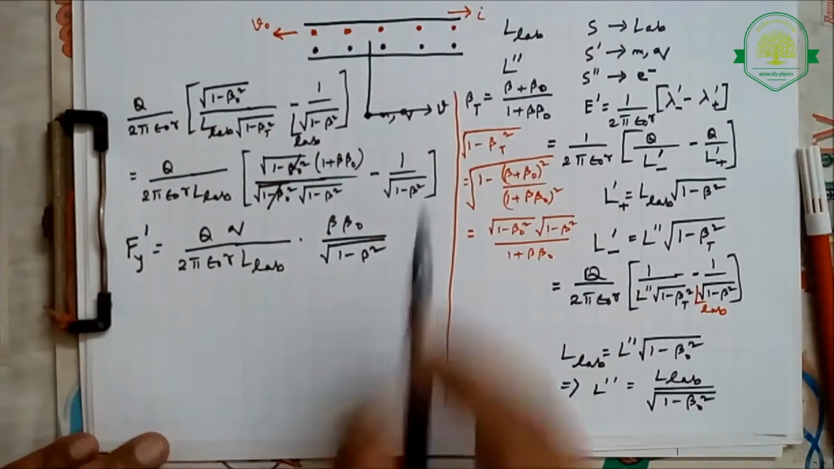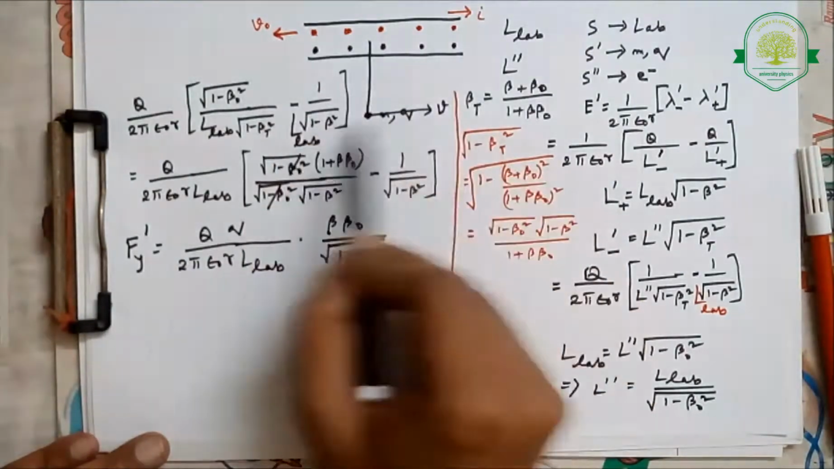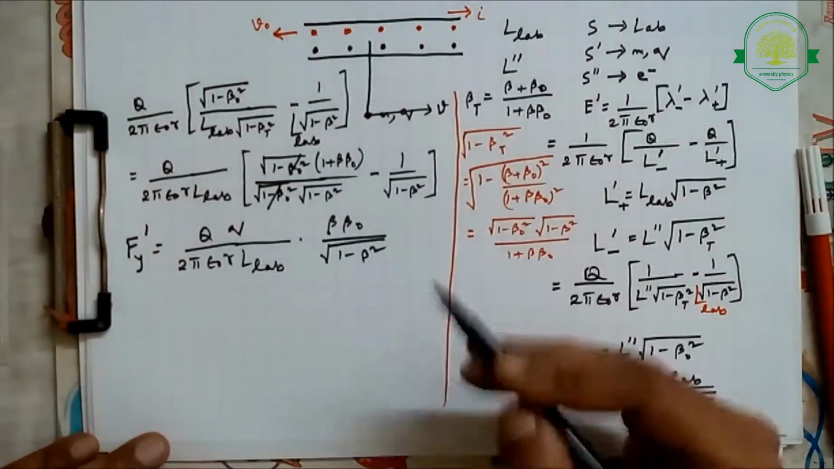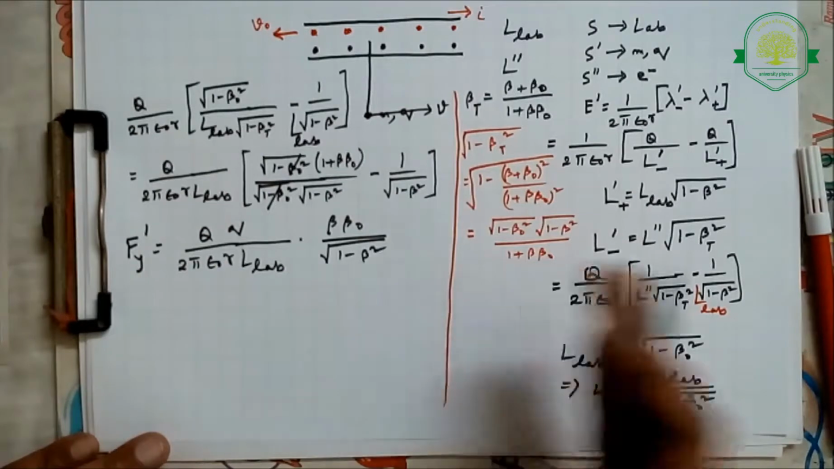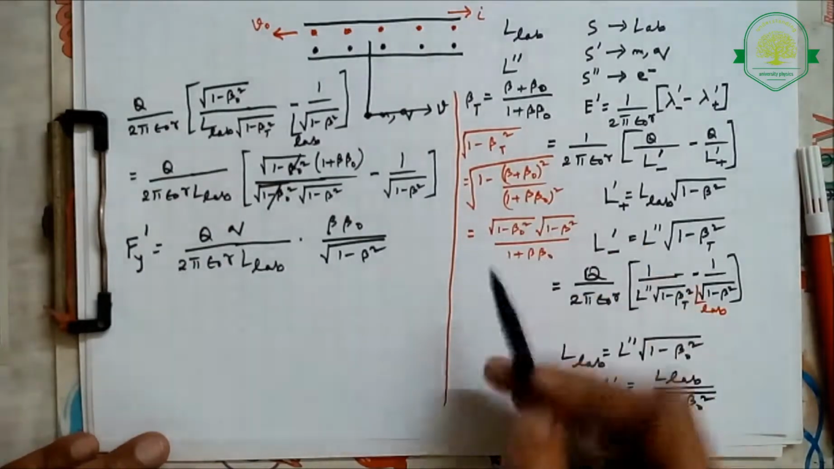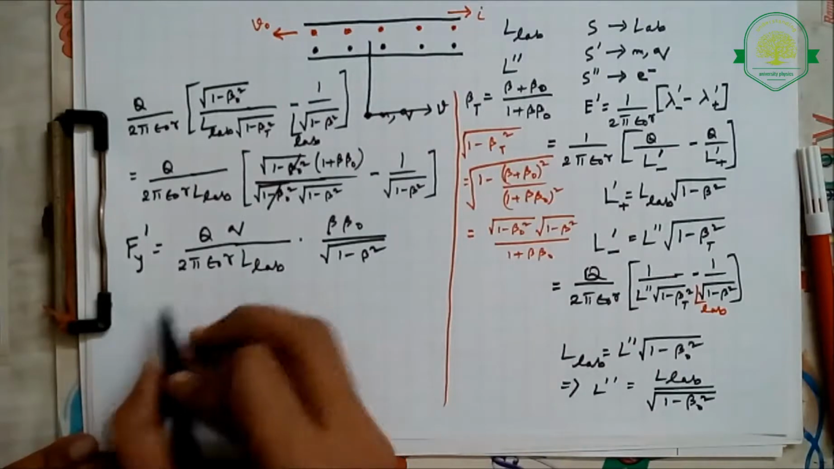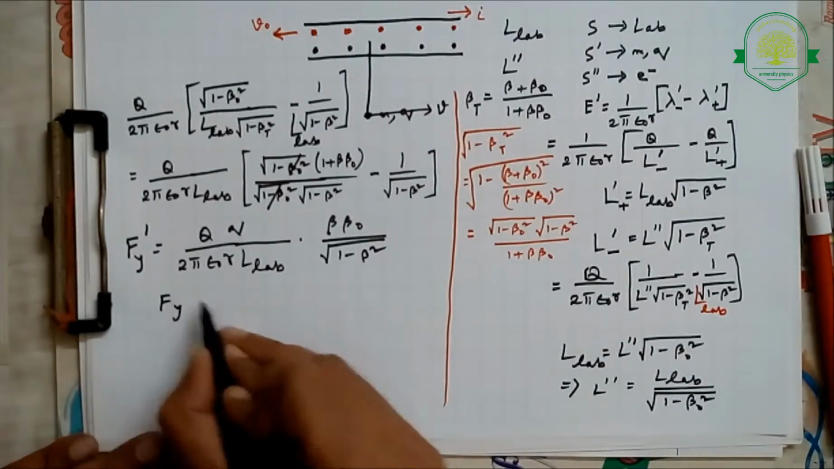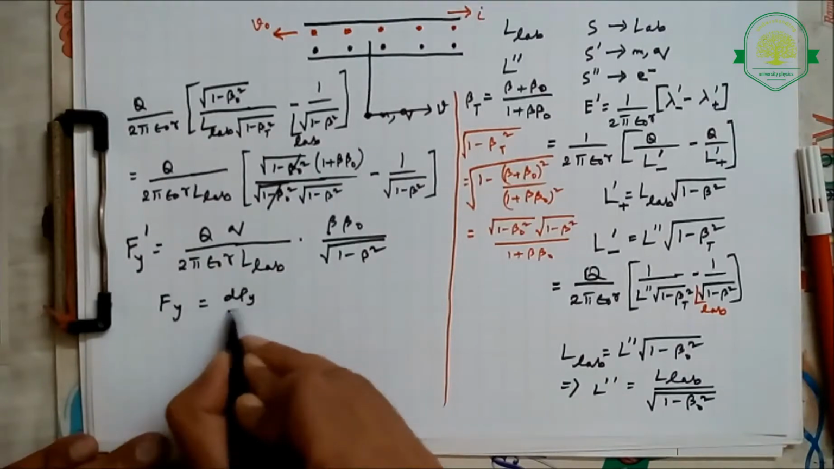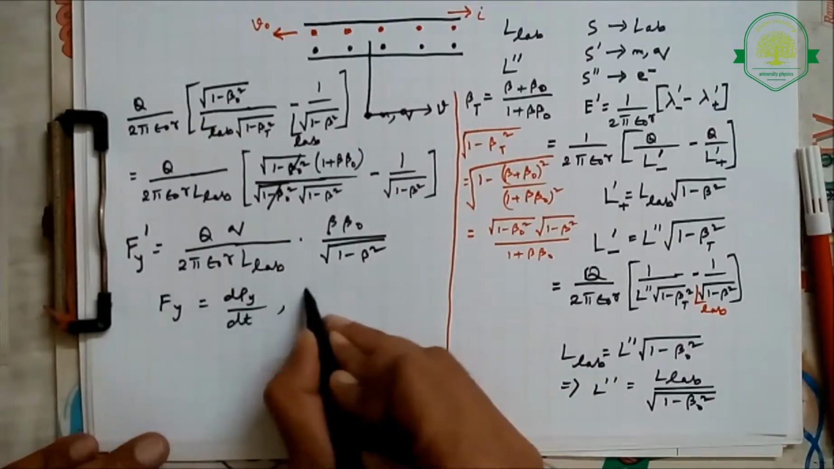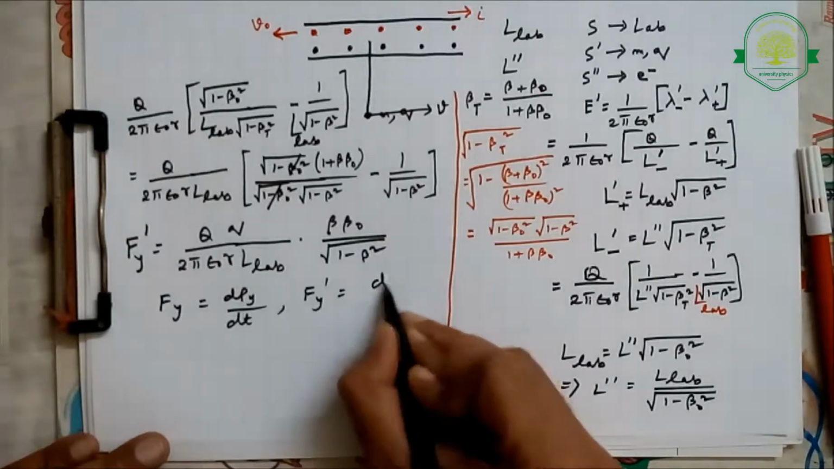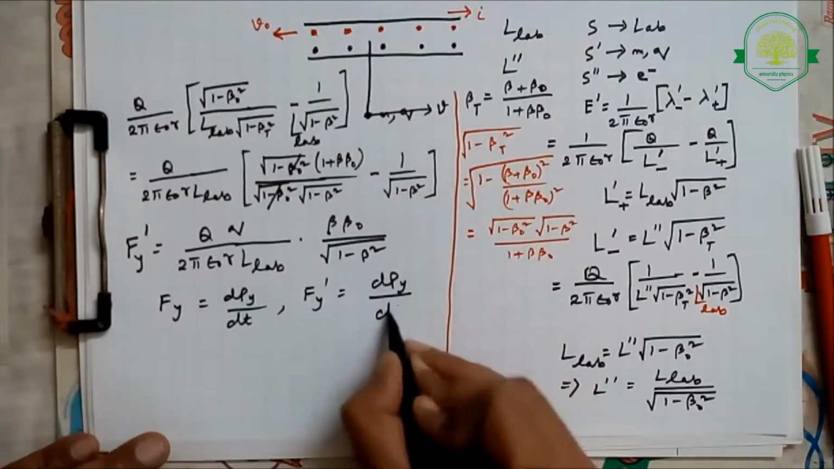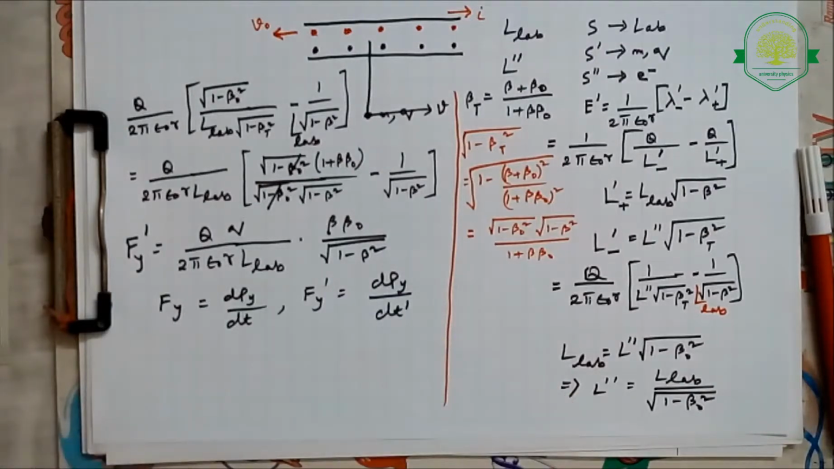Now because all the relative motions are happening along the x-axis, there is no change in the y momentum. If I change frames, the y momentum of different particles won't change. So I can say that Fy is just dpy over dt, and Fy primed is the same dpy, the py is the same, divided by dt primed.